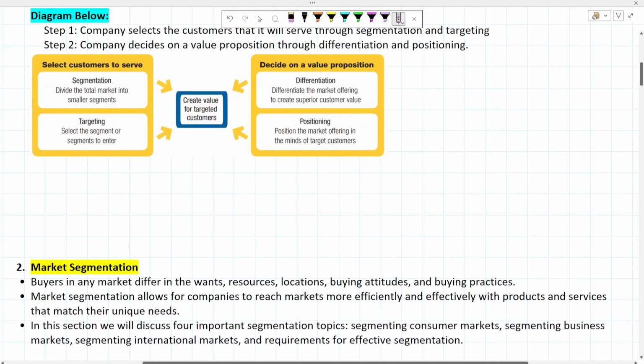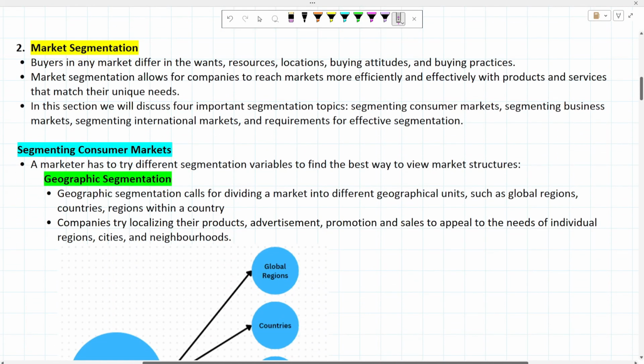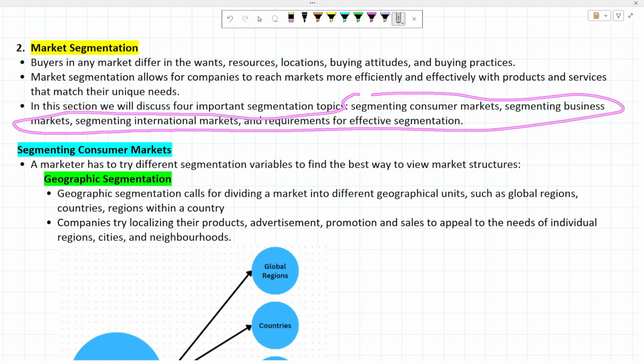So let's talk about market segmentation. Buyers in any market differ in their wants, resources, locations, buying attitudes, and buying practices. Market segmentation allows companies to reach markets more efficiently and effectively with products and services that match their unique needs. In this section, we will discuss 4 important segmentation topics: segmenting consumer markets, segmenting business markets, segmenting international markets, and requirements for effective segmentation. So all of this is what we're going to be talking about.